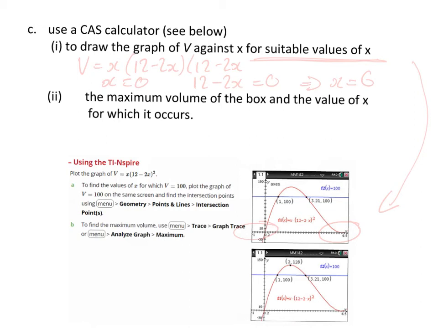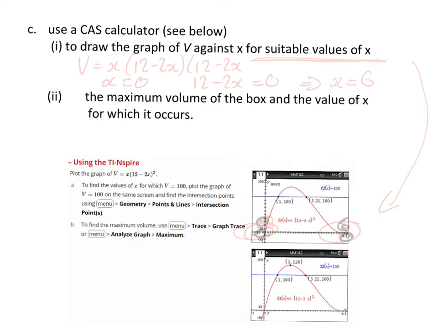So our graph goes between 0 and 6. Are we going to include those two values? No, because we don't want the volume of the box to be 0. So therefore they would be open circles there. So at 0 and 6 on our graph, the bit that we want, we have got open circles between those 2 points.